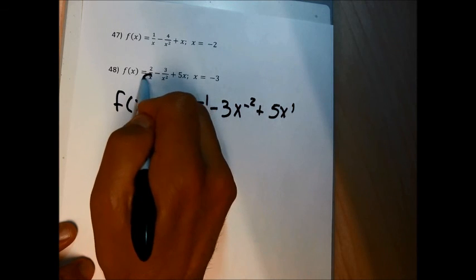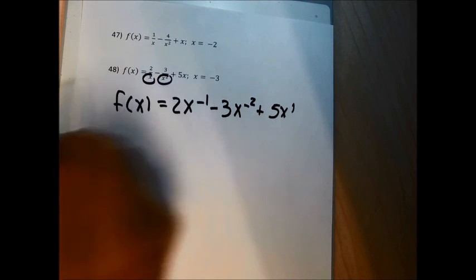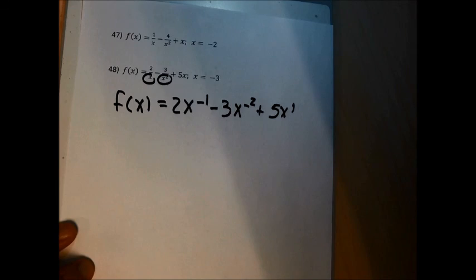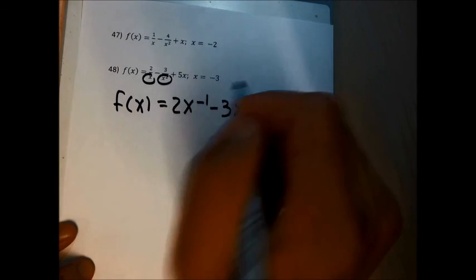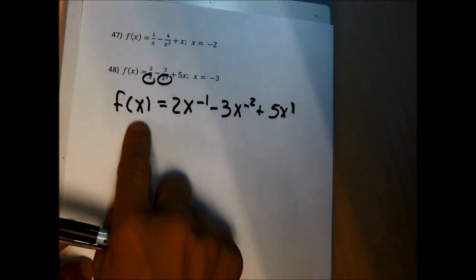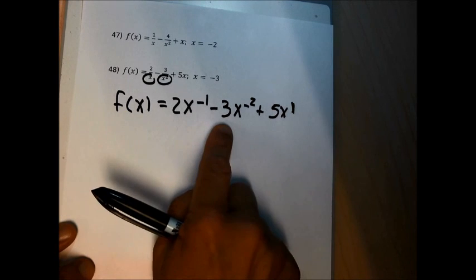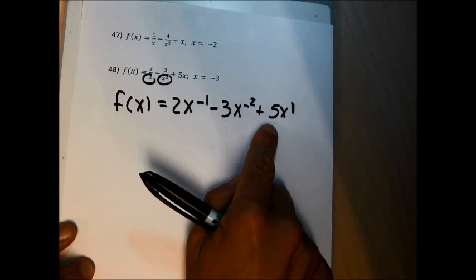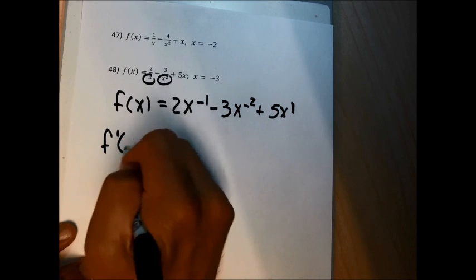So I moved this x and that x squared up to the numerator, made their exponents negative. Now I have the problem rewritten as f of x equals 2x to the negative 1 minus 3x to the negative 2 plus 5x to the first. Now I can do the derivative.